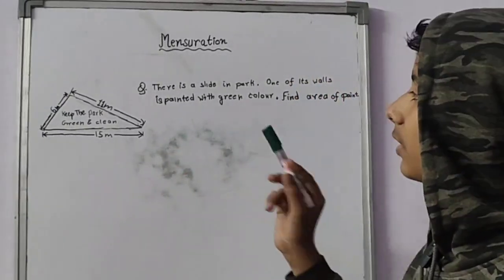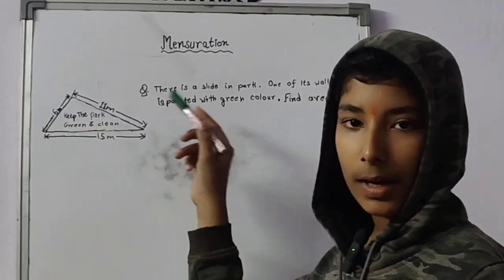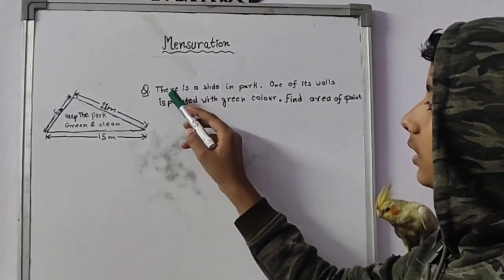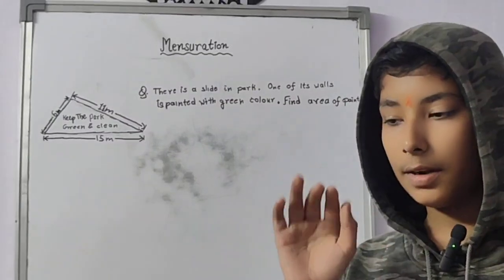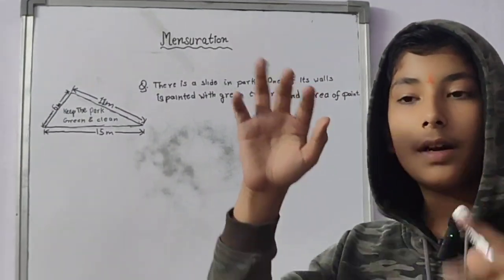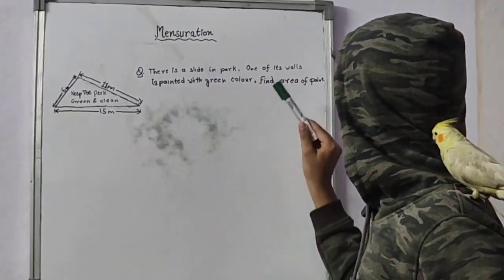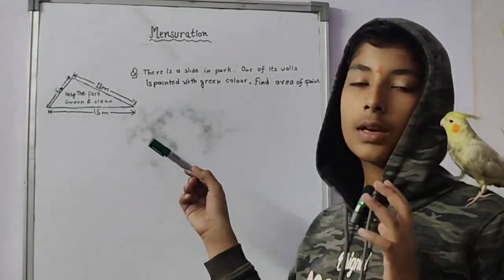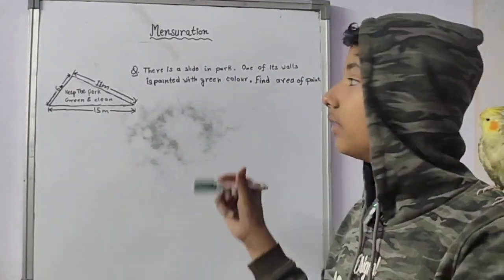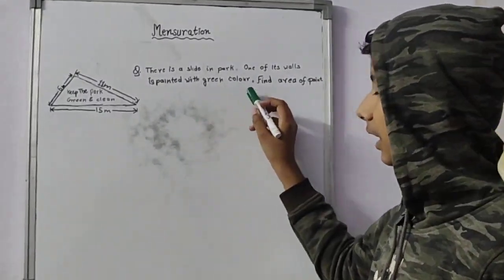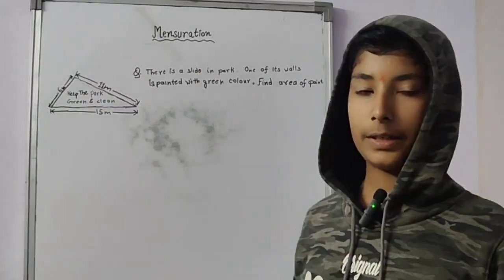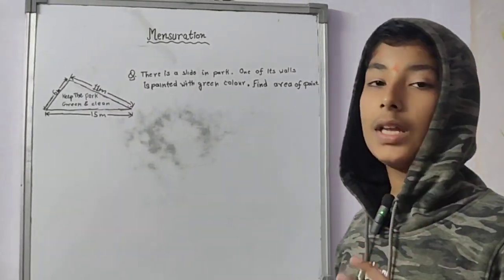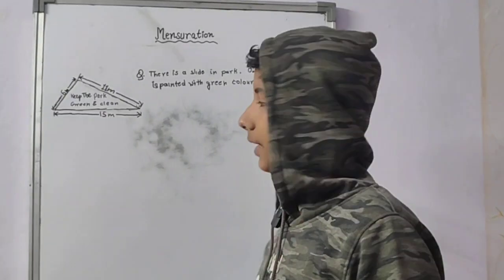So let's see our first question. This is the figure, and the question is, there is a slide in a park. Like there is a park, and you know that slide, we come up with the ladders and then we slide down. One of its walls, on the side, is painted in green color. Find the area of the paint.